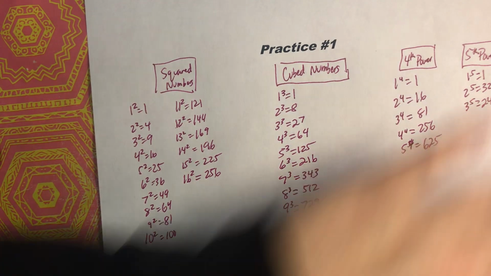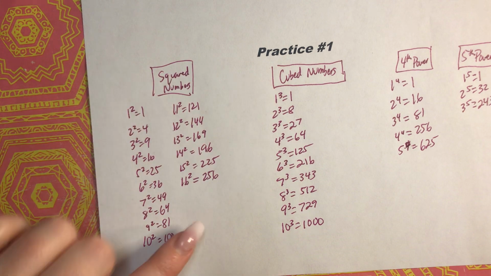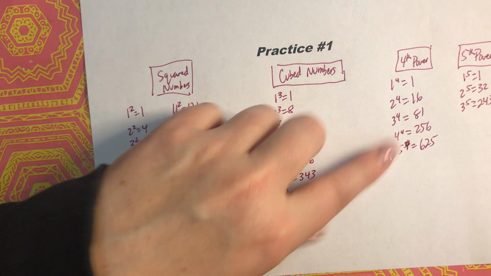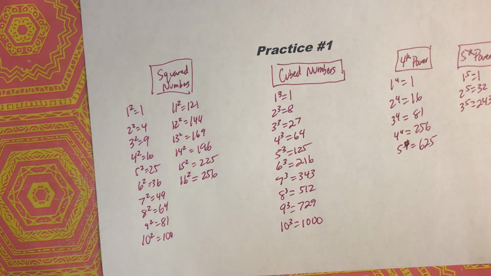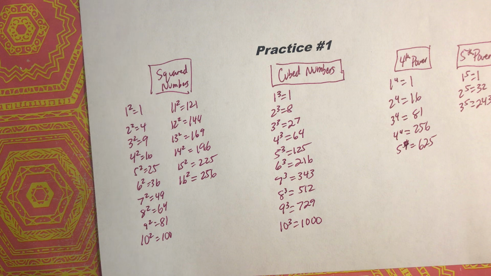Okay, so that's what practice 1 is, okay? We got the squared numbers up to 16, the cube numbers up to 10, the 4th power up to 5, and the 5th power up to 3. If you cannot do it as fast as I can, that is fine. We're going to practice, okay? So now what I want is I want you to practice this.